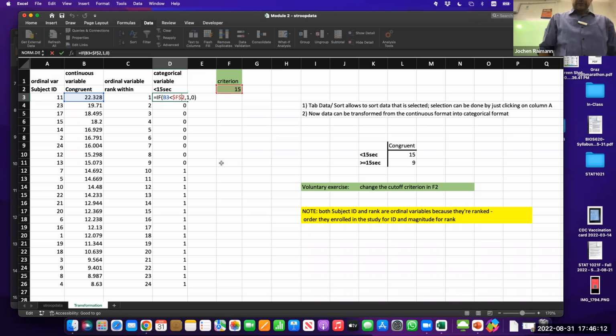The comma indicates now, so this is the criterion. The comma indicates that this will be the outcome if this criterion was met. So if it's smaller than 15, it will give you a 1. The comma indicates then this is the outcome 1 when the criterion applies. When the criterion does not apply, then it's else, and then you get a 0.